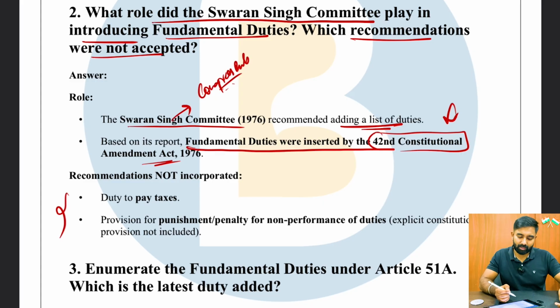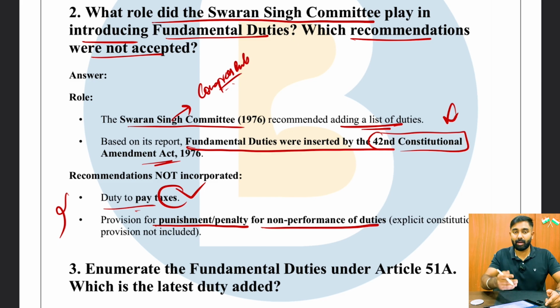Many of them were not accepted, right? And few of them are: the duty to pay taxes, compulsory taxes, and provision for punishment and penalty for non-performance of duties. Let's say there is a list of duties, like you have to maintain harmony and peace, and also respect the national flag, right? There is a list of fundamental duties, and for one who doesn't follow them, the Swaran Singh Committee had recommended punishment and penalties as well, right?